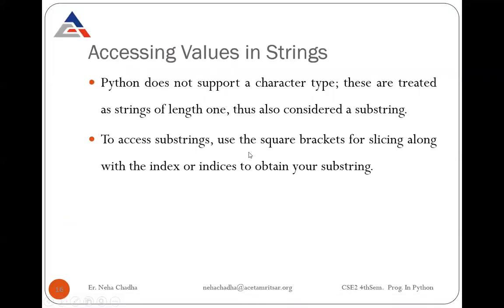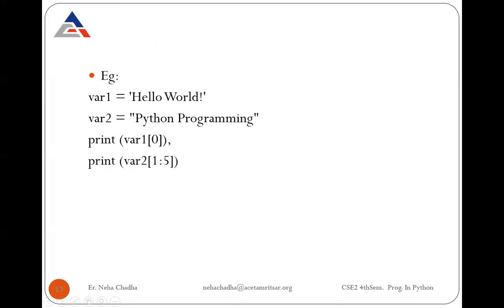To access a substring, use the square brackets for slicing along with the index or indices to obtain your substring. Similarly, as in the case of a list, you can access your strings by using slicing and the index value. For example, suppose you have "hello world" in Python programming, and you want to use the H from your hello world, your first index.